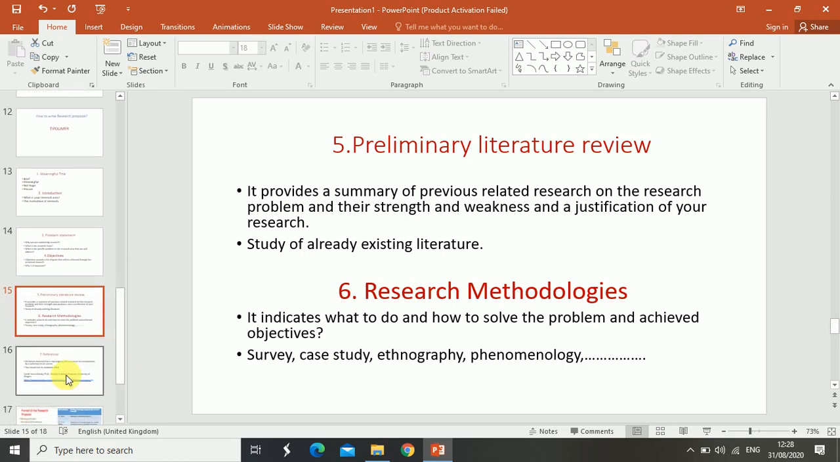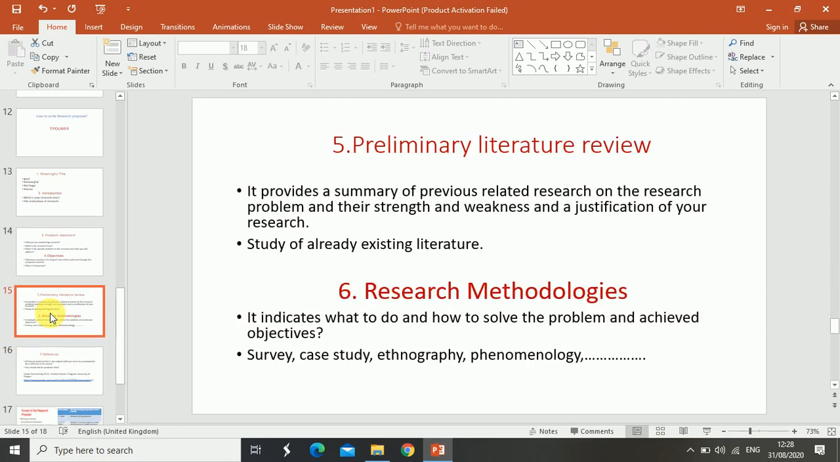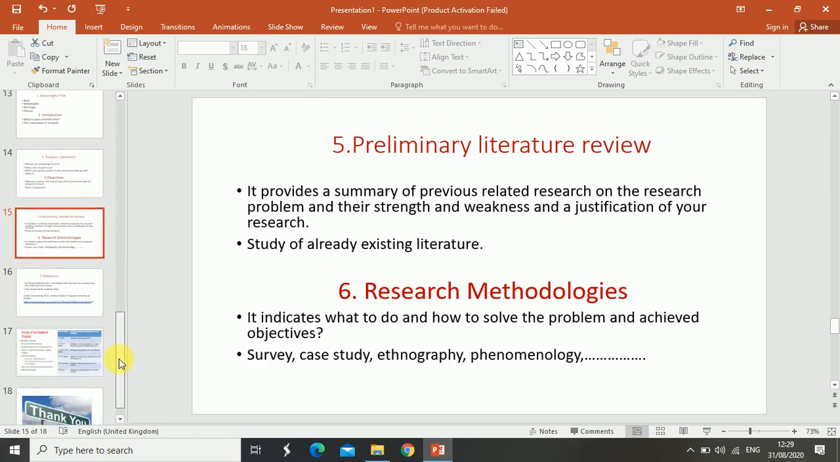And finally, a very important point is the research methodology. Under the methodology, you need to find out whether it would be qualitative or quantitative. And under qualitative and quantitative, there are so many methods and steps. For example, survey, case study, ethnography, phenomenology, and various other methods. You need to select the methodology.